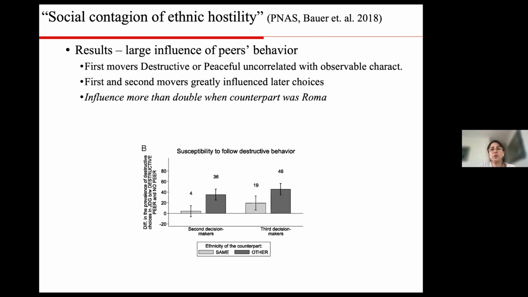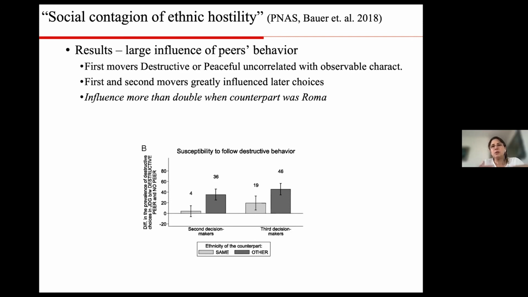There's a large influence of peers' behavior. So first of all, whether the first person chosen among the three movers was destructive, what they call destructive or peaceful, was uncorrelated with observable characteristics. So there was nothing particularly special about the first movers, right? But the first and second movers did influence later choices. So if the first person was destructive, the second person was more likely to be destructive, et cetera. And the second person influenced the third person. But here's the key result, right? This influence was more than double when the counterpart was Roma. So the second decision makers were much more susceptible to follow destructive behavior when the counterpart was Roma than when the counterpart was Slovak.